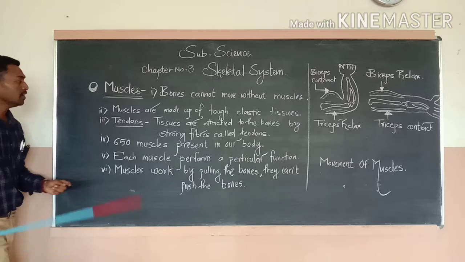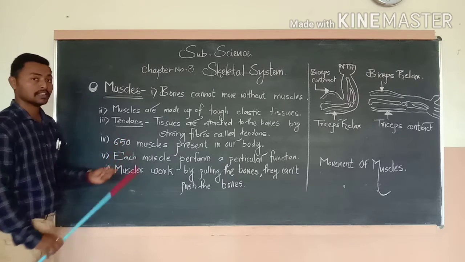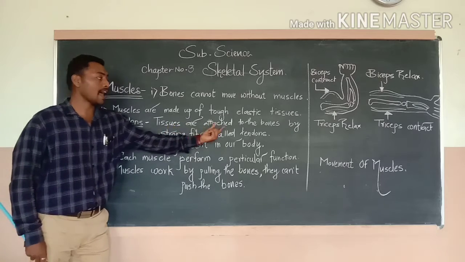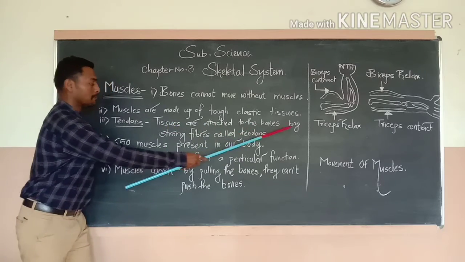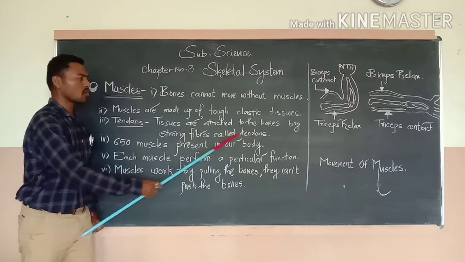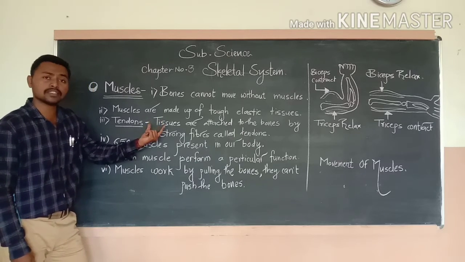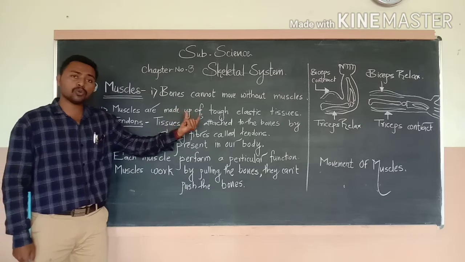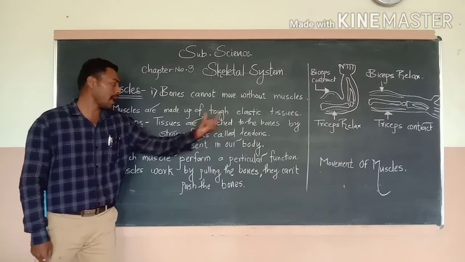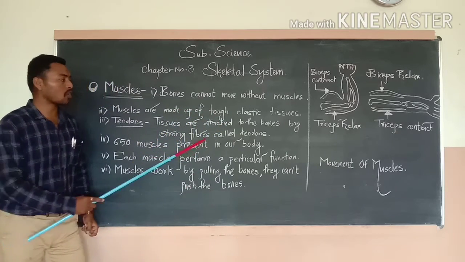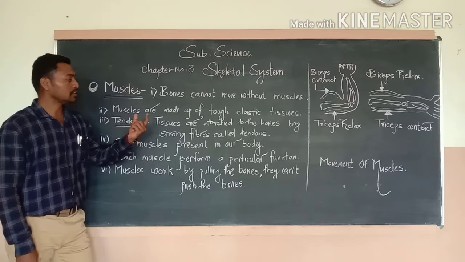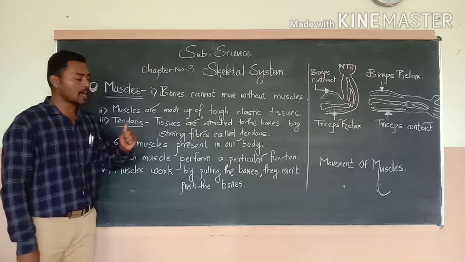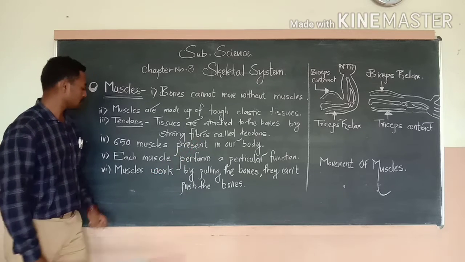Number 3, tendons. The definition of tendons: tissues are attached to the bones by strong fibers called tendons. Tissues, yani a group of cells, are attached to bones. Tissues, bones ko yani haddiyon ko attach hote hain by strong fibers called tendons.